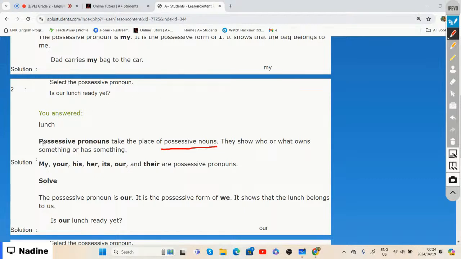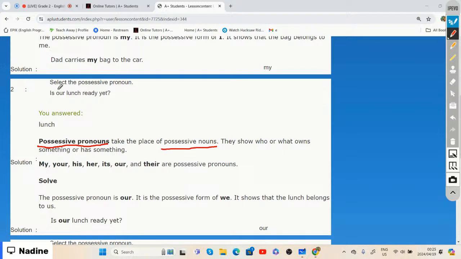But when it comes to possessive pronouns, which is the lesson for today, it takes the place of the possessive noun. So instead of saying the person's name, we can use words like my, your, his, her, its, our, and their to show the possession, to show who or what owns something or has something.